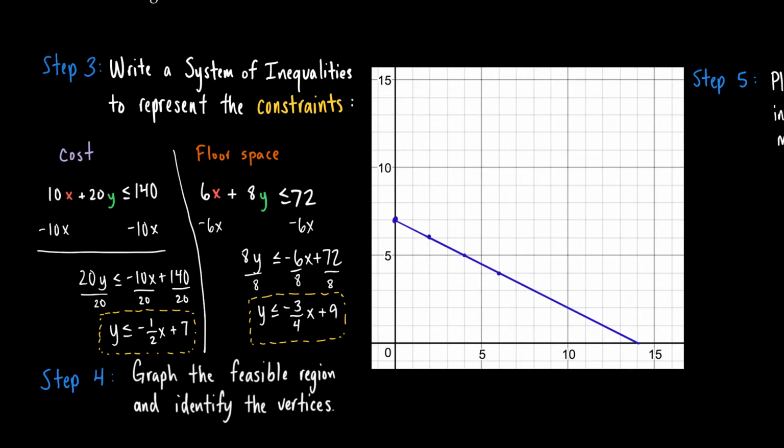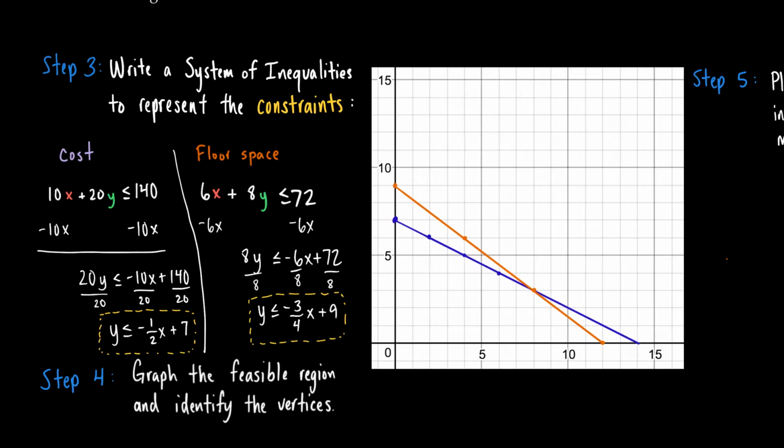And now we'll come over to the second inequality. We need to start at 9, and then we're going to go down 3 over 4. So we'll start up at 9, and we'll go down 3 over 4, down 3 over 4, down 3 over 4. All right, and we'll go ahead and draw the straight line there. Okay, so here's our straight line for that one.